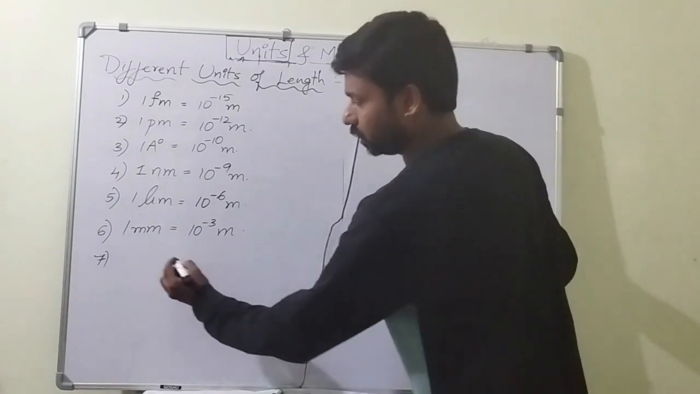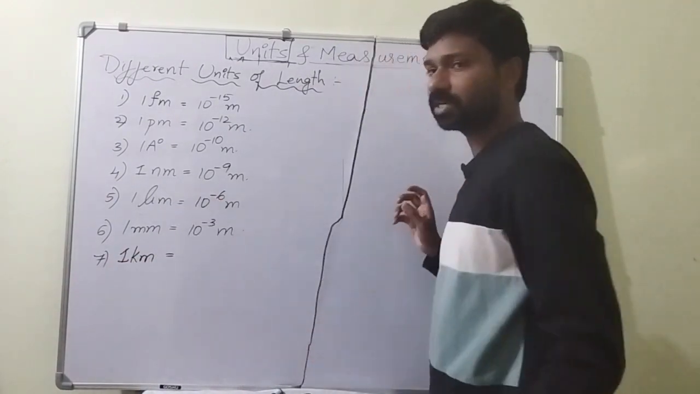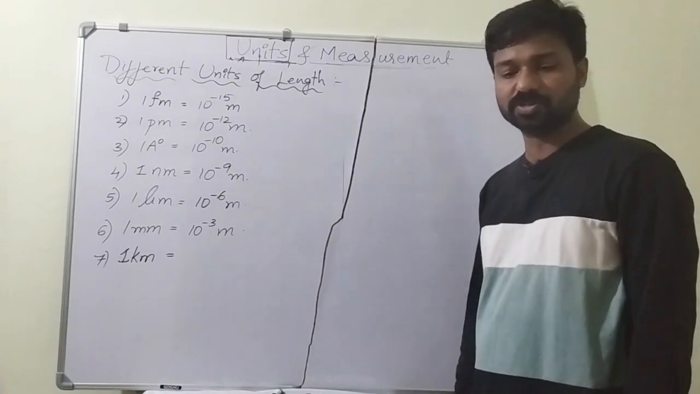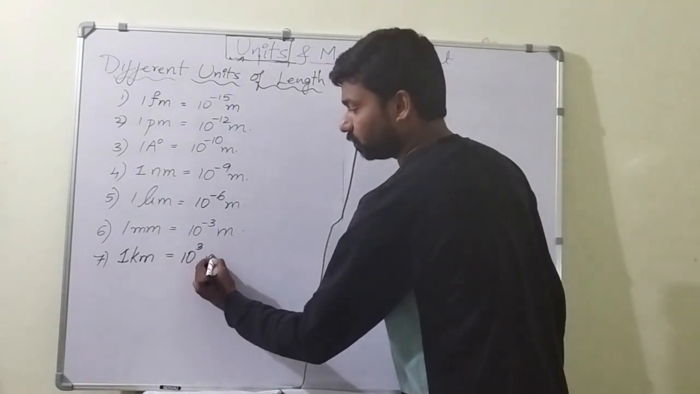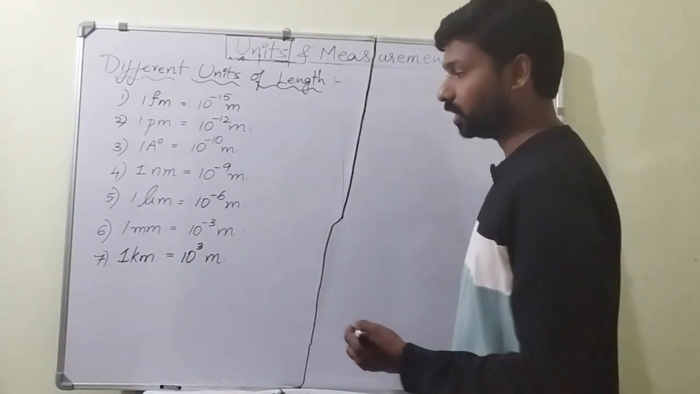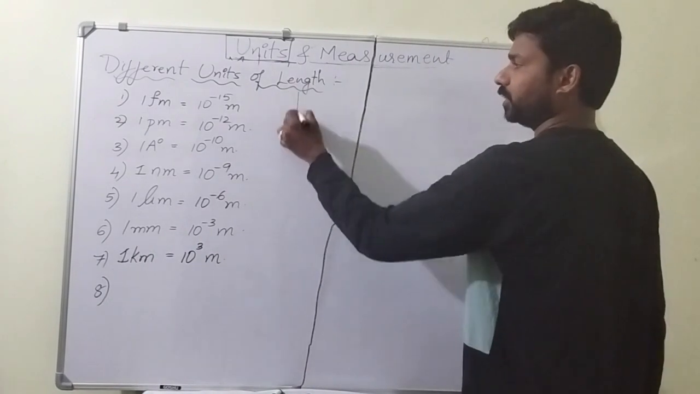Now then comes 1 kilometer. The distance between two cities, basically we write in units of kilometer. So how much is it? 10 to the power of 3 meter. Then comes the eighth one, okay, let me write it here.